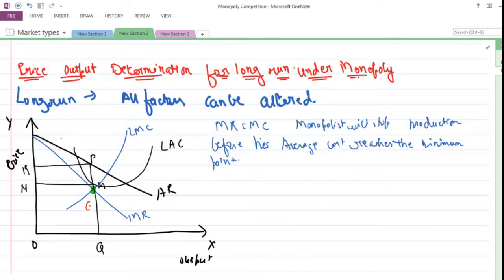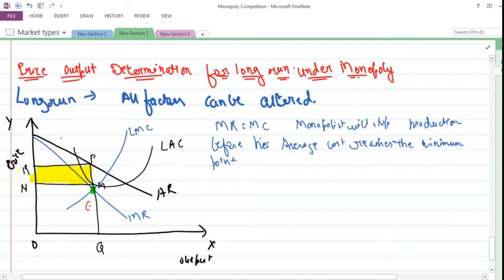OQ is the output. The price charged by the firm is PQ, which is equal to AR. This price is higher than the cost that is there, that is OM, से ये cost से ज़्यादा है, इसीलिए यहाँ पे excess profit create हो रहा है, equivalent to the shaded region, that is PRNM. Okay, PRNM जितना यहाँ पे profit create हो रहा है.